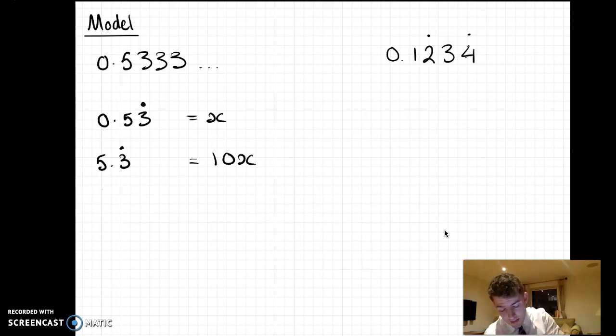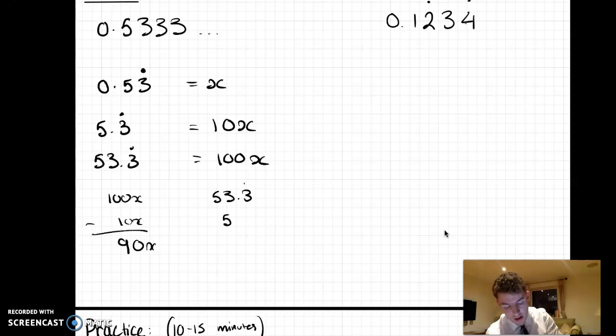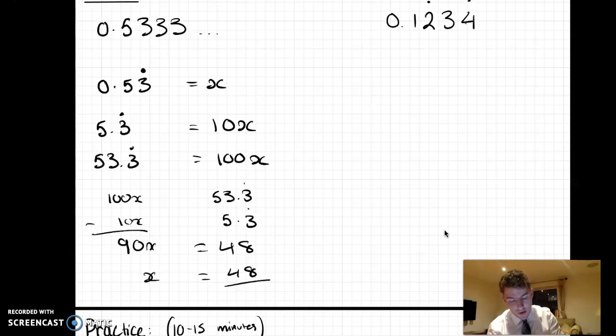Times it by 10 again. 53.3 recurring equals 100x. Take the 100x take away 10x, that gives you 90x. 53.3 take away 5.3 recurring, and that leaves us with 48. x equals 48 over 90. I think we can simplify this one. We can. That's going to equal 24 over 45.